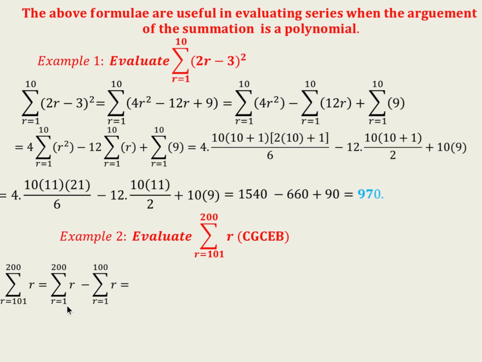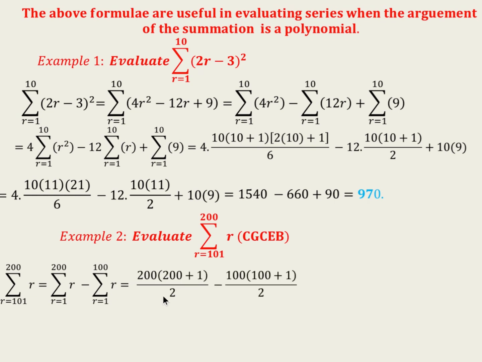So we now do a manipulation where we start by finding the sum from r equals 1 to the upper limit, which is 200, of that summand r, minus the summation from r equals 1 to 100, because we're interested in the sum from when r equals 101. So we have summed up from 1 to 200, then we have to subtract the undesired sum that we have included, which is the summation from r equals 1 to the next lower integer of 101, which is 100.